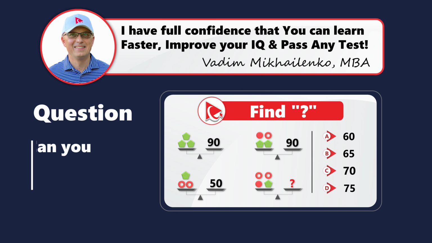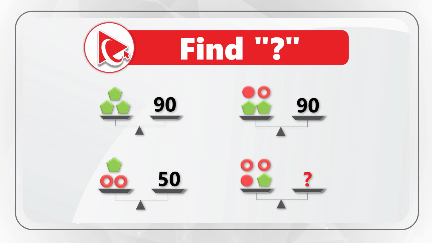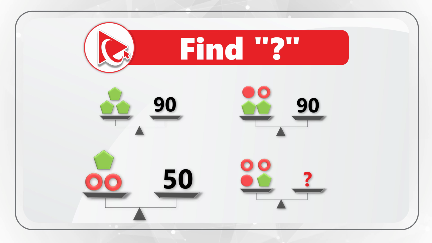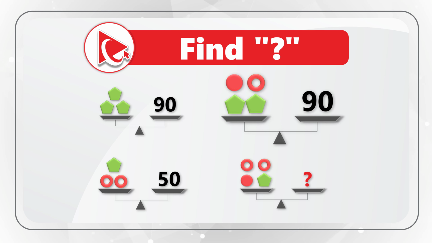Here's a puzzling question which you might find difficult to solve, but the solution is really simple. You're presented with 4 scales, and you need to calculate the missing number. The first scale contains 3 pentagons on the left and the number 90 on the right. The second scale contains 1 pentagon and 2 bagels on the left and the number 50 on the right. The third scale contains 2 pentagons, 1 circle and 1 bagel on the left, and the number 90 on the right.